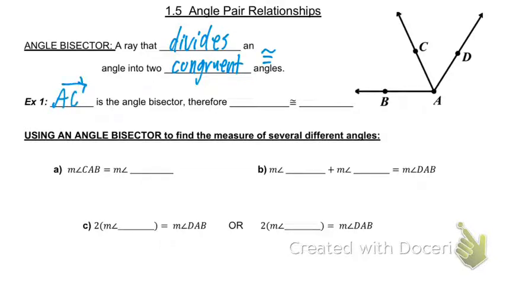Therefore, angle CAB is congruent to what angle? CAB is congruent to CAD. Wait, no, BAC. These two angles are congruent, so we could put tick marks, like the arcs, in there.